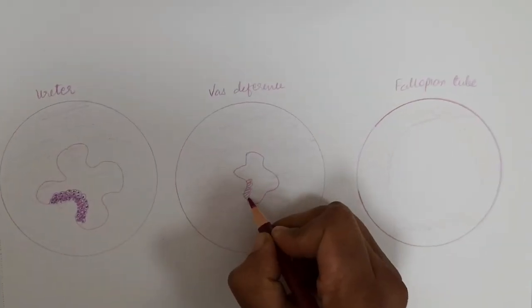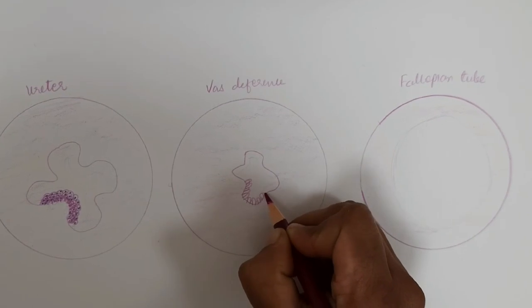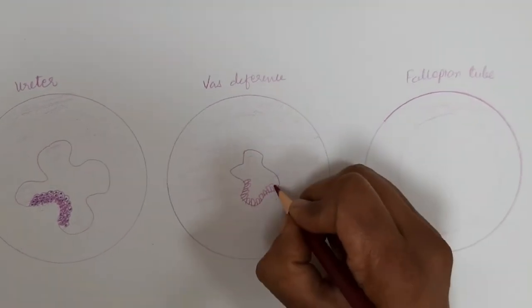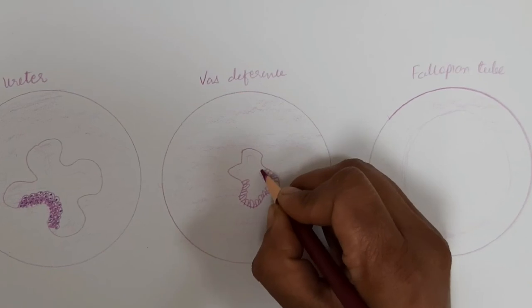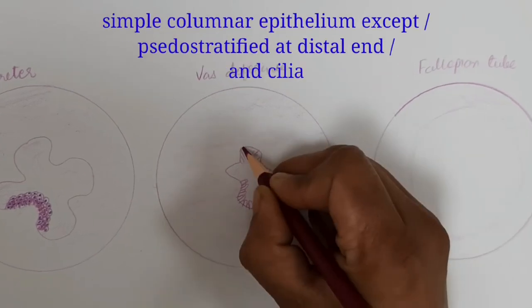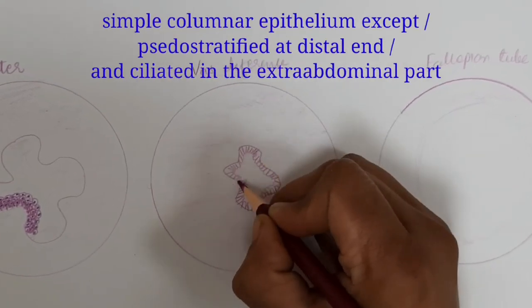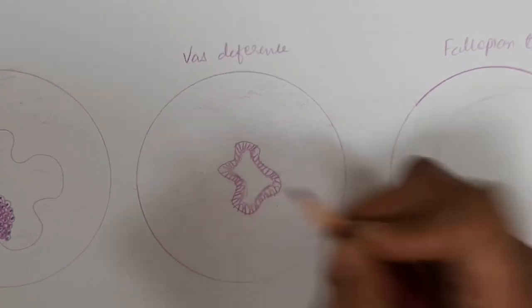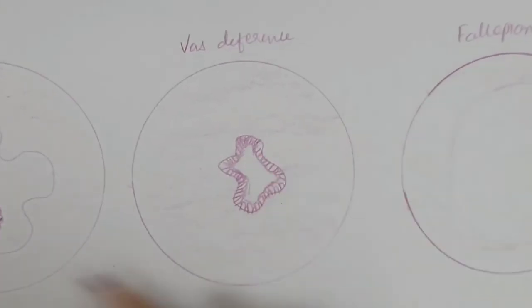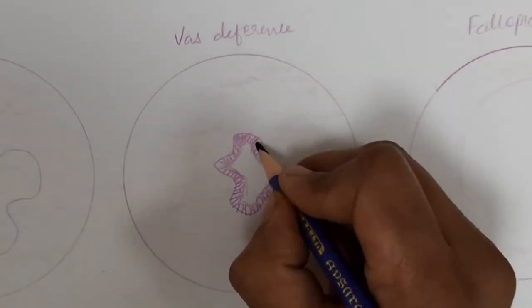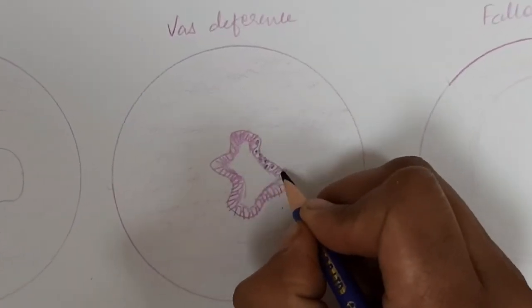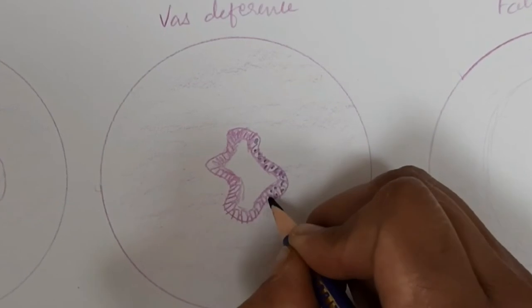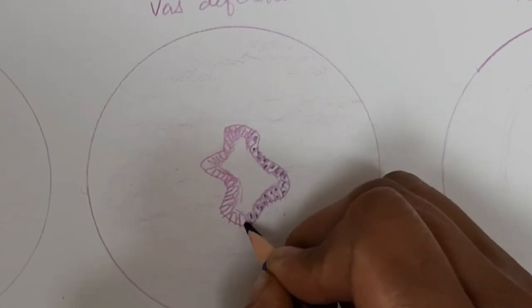In the vas deferens, it contains pseudostratified ciliated epithelium. There are two types of cells present in the vas deferens, that is the ciliated columnar cells and basal cells. So the basal cells act as stem cells from where the other cells are derived.